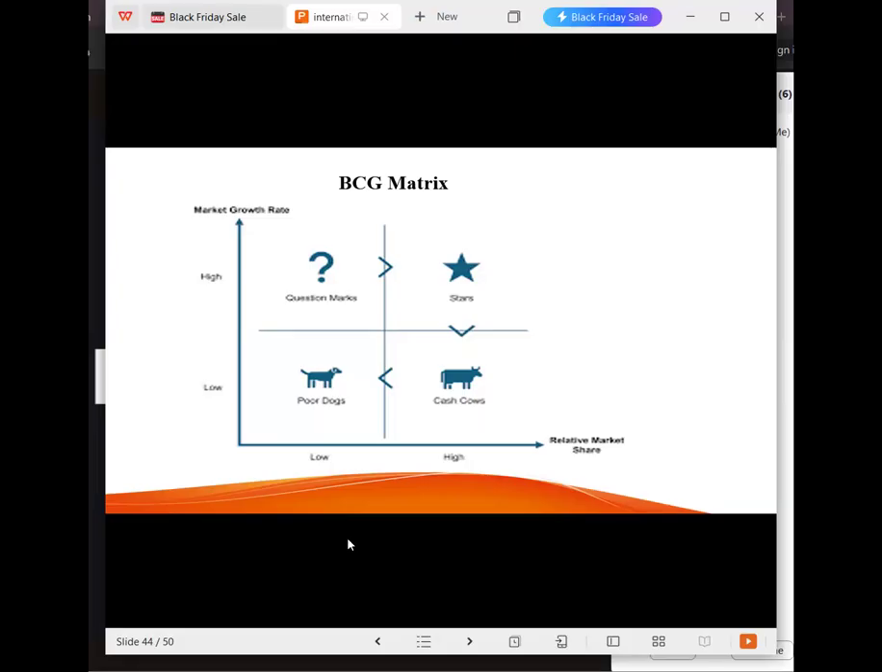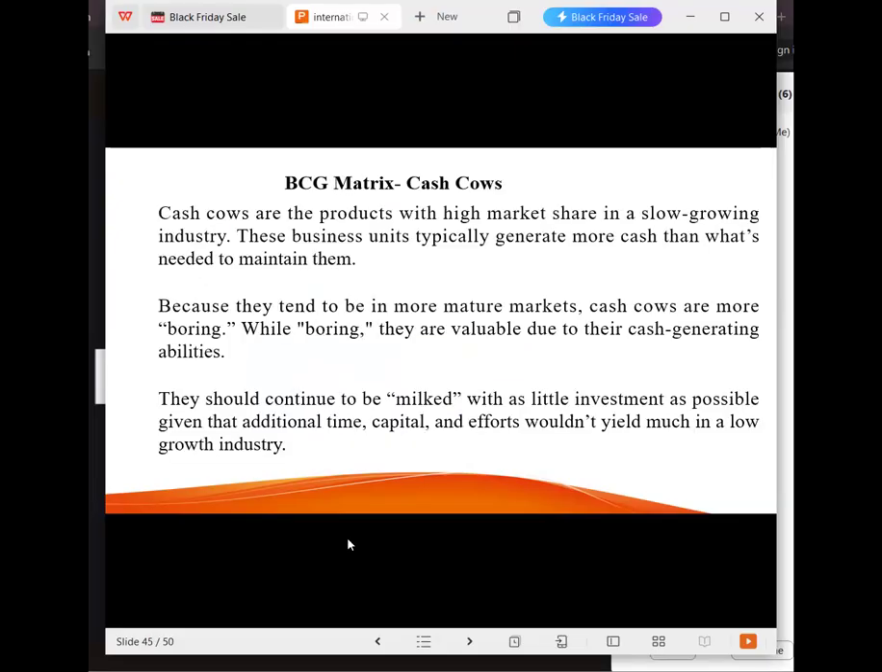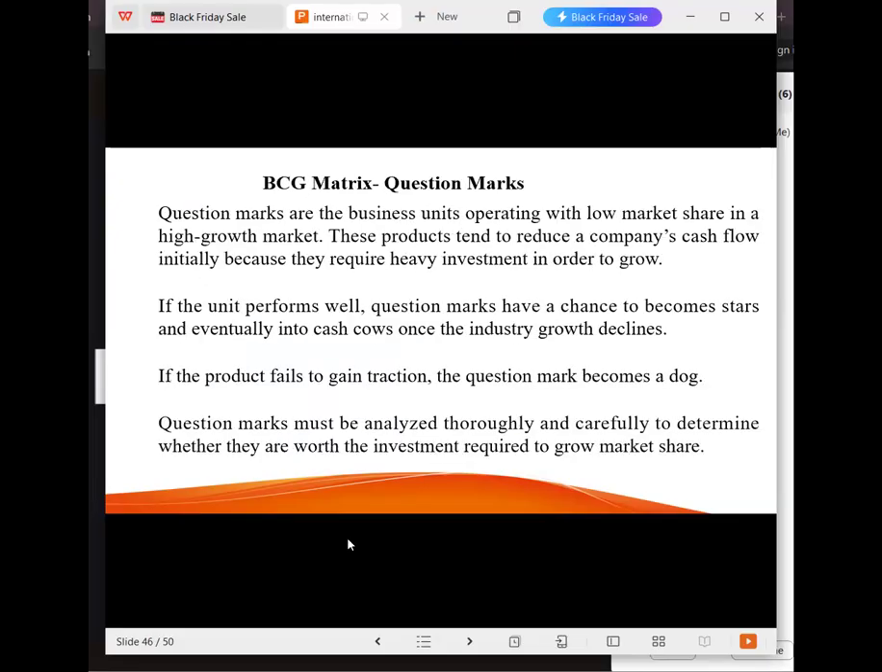They are hoping that in the next few years, in the next 5 years, their market share will increase at the same time. So that is the expectation with question mark. But here it is saying that if the product fails to gain traction, a question mark can become a dog. We'll look at dog.